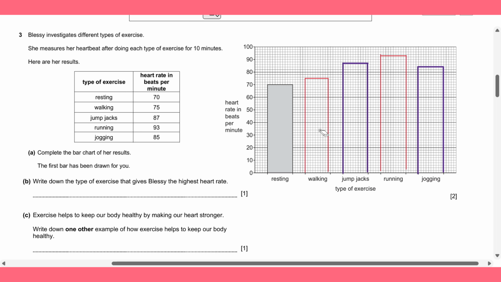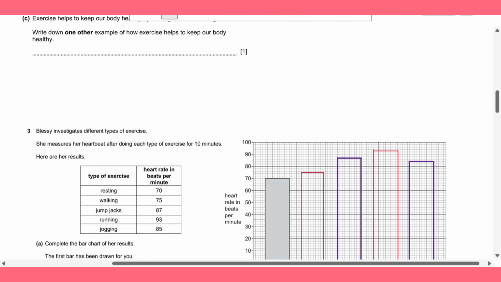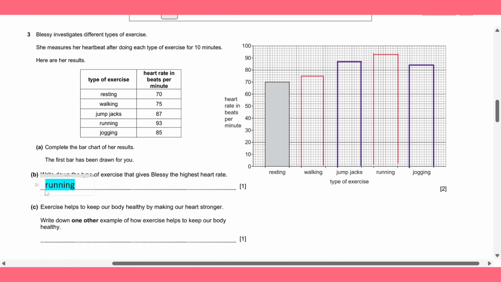So based on the graph that you have got, or based from the table, you can get your answer. Let's check it out, guys. So guys, running will be the correct answer because it's the highest, 93. Okay, let's move on to C.